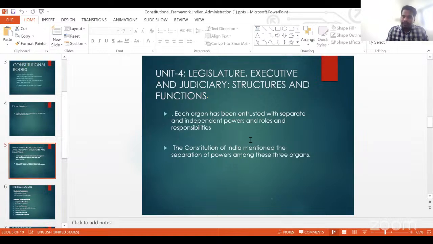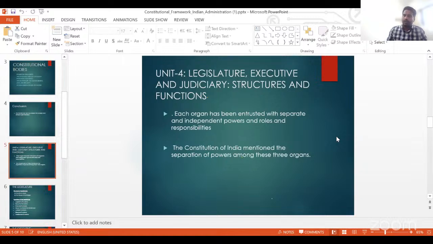Coming to some of the points here. Why did we divide this? Because we will have separate and independent powers and responsibilities for each and every organ. There must be checks and balances. Without the checks and balances, if all the powers relate to one body only, then it will dominate the whole policy making process. It will make the policies with respect to its own advantage only. So there is a need for the separation of powers, which is mentioned in the Constitution.